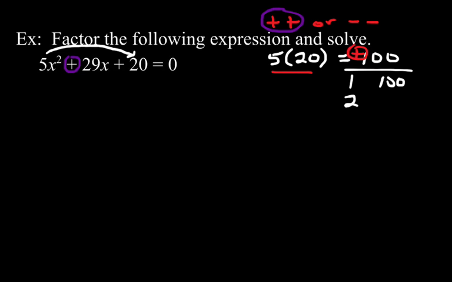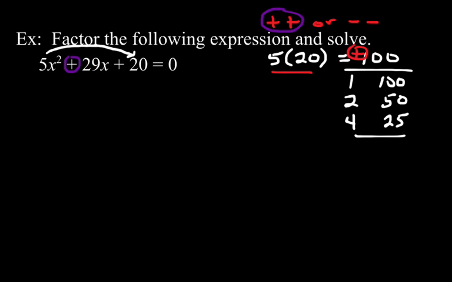2, and that goes in there 50 times. That does not add up to be 29. 3 does not divide into 100. 4 divides into 100 25 times, and that is the answer we're going to be able to use, or the two factors, so 4 and 25.